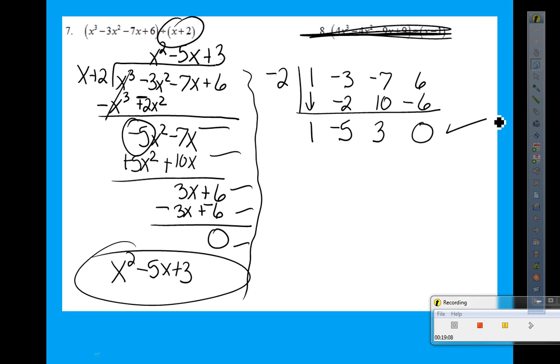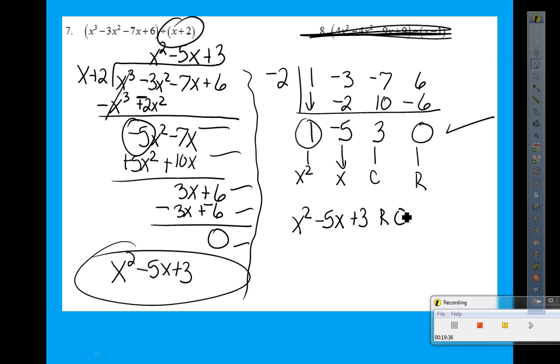Well, right now it looks like you just have some numbers. But here's what you do. We started with a 3rd degree. So you go down 1. So you go down to a 2nd degree. This is the coefficient of your squared term. This is the coefficient of your x term. This is your constant. This is your remainder. So here's my answer. 1x squared minus 5x plus 3 with the remainder of 0.